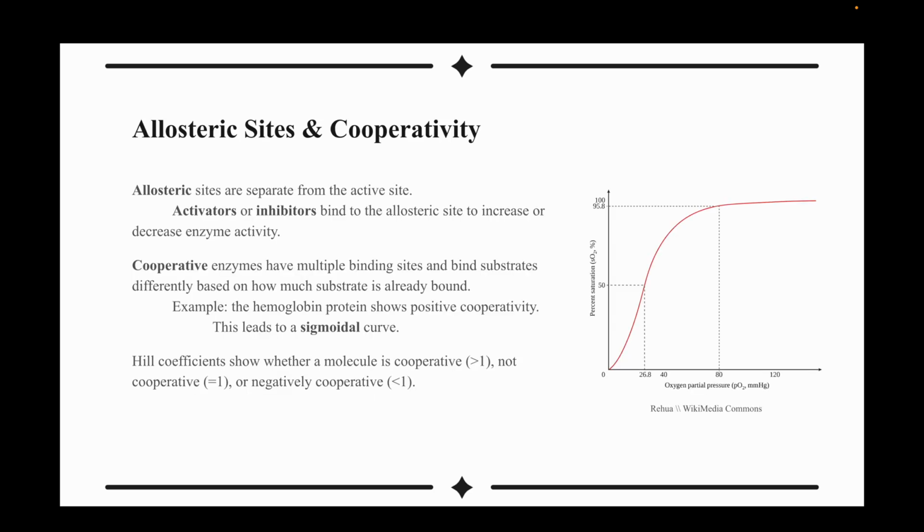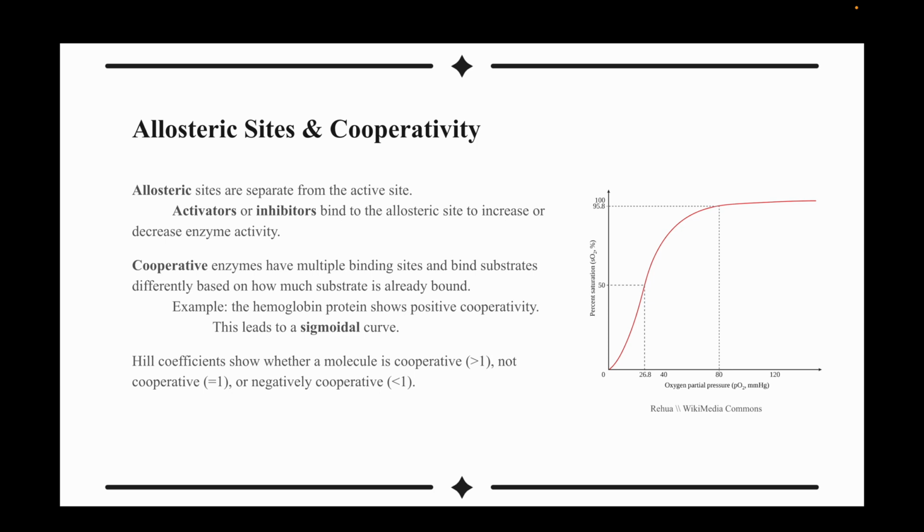Some enzymes have allosteric sites, which are separate from the active site, and those are where activators or inhibitors can bind to increase or decrease enzyme activity. Cooperative enzymes have multiple binding sites and bind substrates differently based on how much substrate is already bound. A classic example of this is hemoglobin. While hemoglobin isn't an enzyme, it is a protein which shows positive cooperativity. Positive cooperativity leads to a sigmoidal curve.